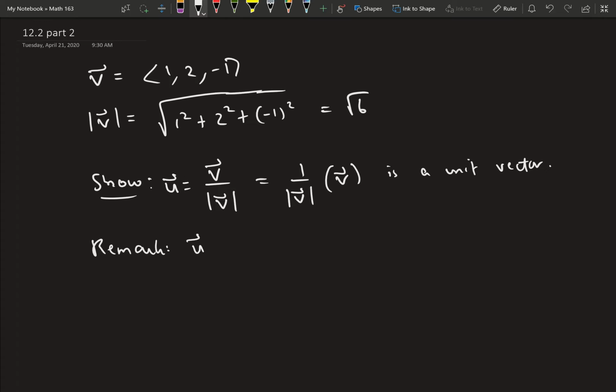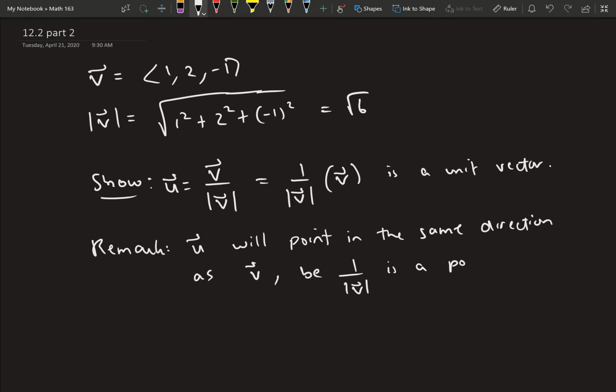So remark, this vector u will point in the same direction as v, because the scalar multiple 1 over the length of v is a positive scalar. If we had a negative number, then it would point in the opposite direction, but since it's a positive multiple of the same vector, it will point in the same direction.